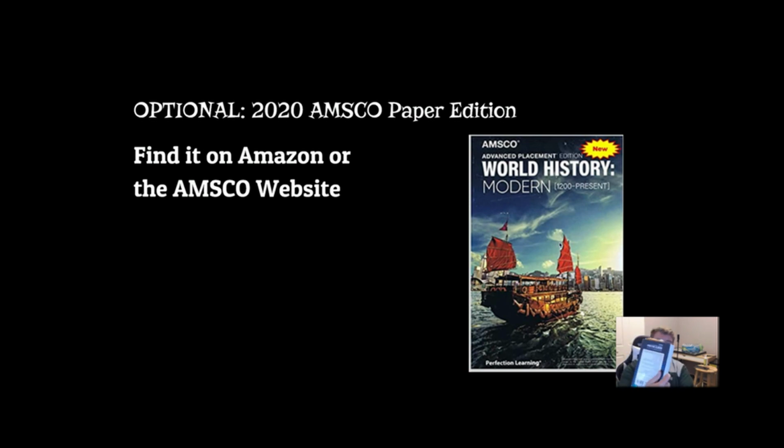All right, but it is a book, and it's this book right here. You can see mine is already kind of torn up a little bit because this is one I used last year. But this is an AMSCO World History Modern Edition. You can find it on Amazon, or you can go on the AMSCO website, which will both be linked below as well.